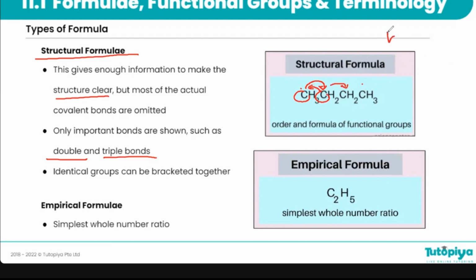Now, say we want to represent butene instead of butane, then we would show it like this. So in this case, we don't show any single bonds, but still we indicate the double bond. And then finally, we have the empirical formula. This gives the simplest whole number ratio of the atoms present in the molecule. Now, later on, we will be learning how to exactly calculate the empirical formula of a compound.